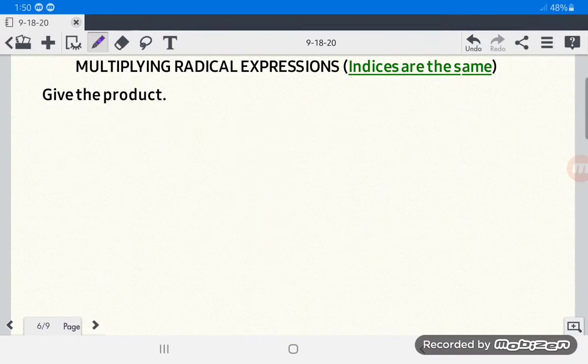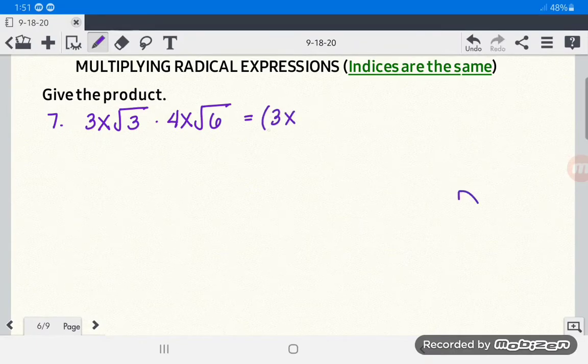Okay, number 7. Let's say we have 3x square root of 3 times 4x square root of 6. Okay, so what we are going to do is multiply the coefficient to coefficient and then radicand to radicand. Okay, so we have 3x times 4x, then the square root of 3 times 6.